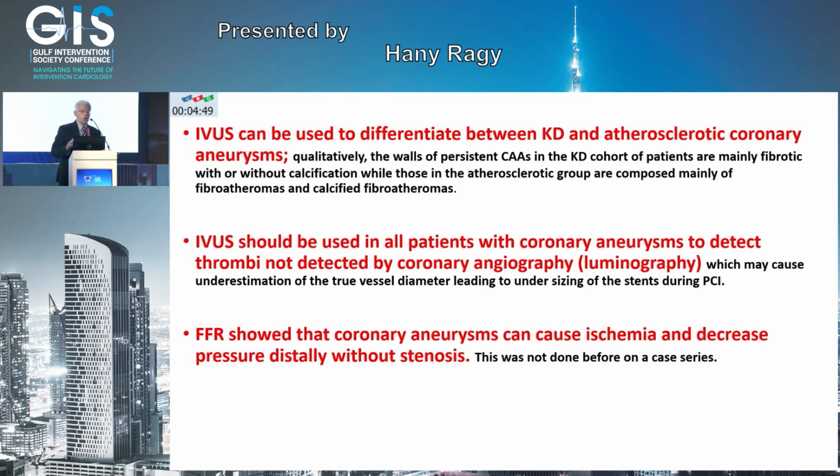So IVUS can actually be used to differentiate between Kawasaki etiology and atherosclerotic aneurysms, and it should be used in all patients with coronary ectasia to detect thrombi and to show you the etiology.